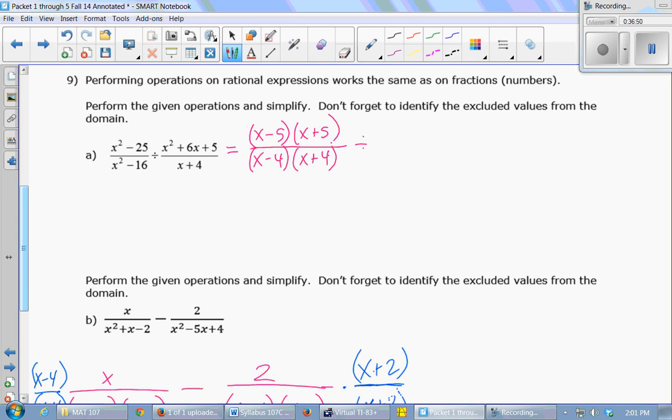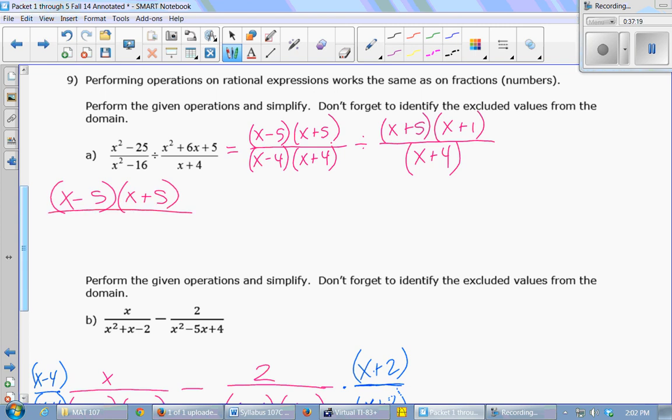And then divided by, factor everything in the second fraction. x squared plus 6x plus 5. I think that'll factor to x plus 5, x plus 1. And x plus 4 can't factor any further, so that's done. Now, instead of writing divided by that second fraction, I'm going to multiply by its reciprocal. So x minus 5, x plus 5, over x minus 4, x plus 4, times x plus 4 over x plus 5 times x plus 1.